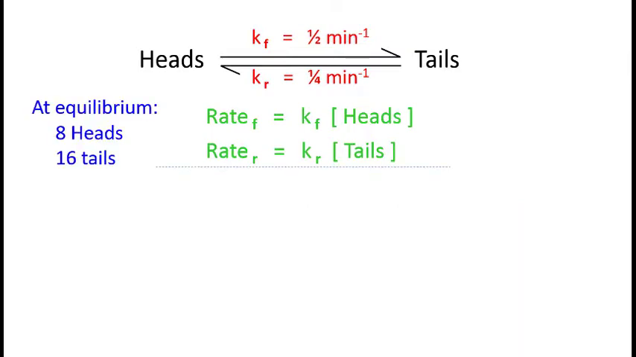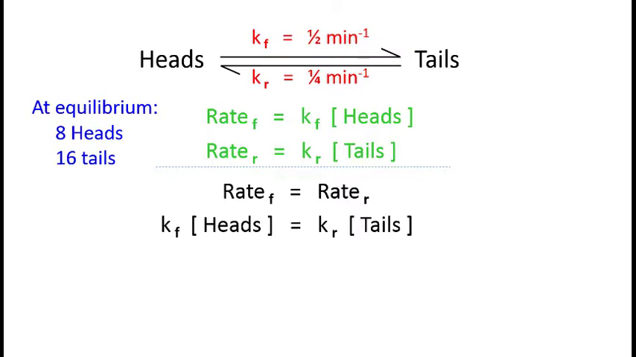But let's take this one step further. At equilibrium, we know that the rate of the forward reaction and the rate of the reverse reaction are equal. 4 heads and 4 tails flip every minute. Substituting the rate law expressions, we have k_F times the concentration of heads equals k_R times the concentration of tails. Doing some algebra to collect the rate constants on the left and the concentrations on the right, we find this expression.